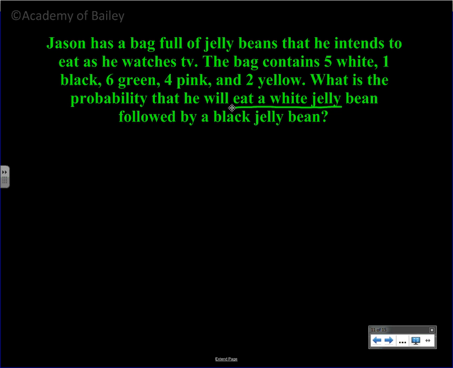So he's trying to get a white jelly bean followed by a black jelly bean. He's trying to get both of them. So if he's trying to get both of them, that would be 2 events occurring, and 2 events occurring is either an independent or dependent event. And so that means that you're going to be multiplying the 2 fractions. Now you need to determine whether it's independent or dependent, because if he eats a white jelly bean, the probability of getting a white jelly bean is going to affect the probability of pulling out a black jelly bean second. So therefore that is going to be a dependent event.